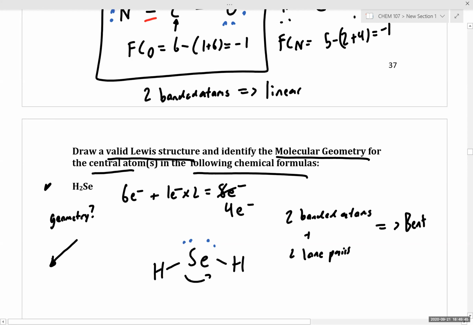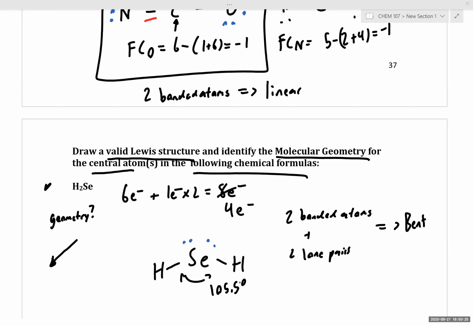Which means our bond angle would be about 105.5 degrees. Does that make sense to everyone? Yes. Professor, was there any specific reason why you didn't put electrons around the hydrogens? Because our lone pairs are placed on the central atom to fulfill the octet of the central atom. Hydrogen is sharing electrons in a bond, and as a result, it has two electrons in total surrounding it. Does that address your question?